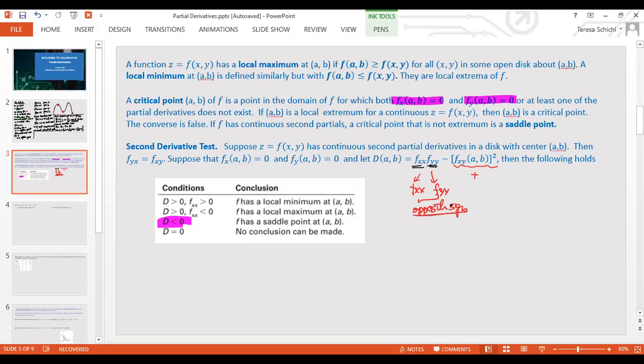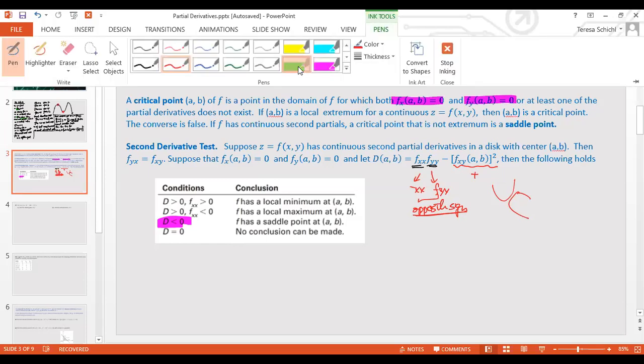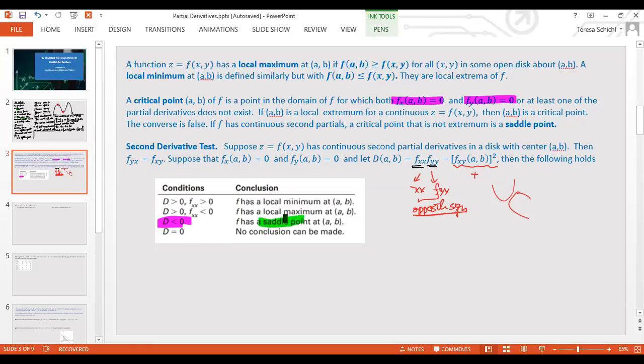Right? So they have to have opposite sides. That means if you take a cross section in one direction, like X, it's going upward, and then you cross section Y, it's going downward, right? I don't know how to draw that in 3D here. So that's why we call this point the saddle point.